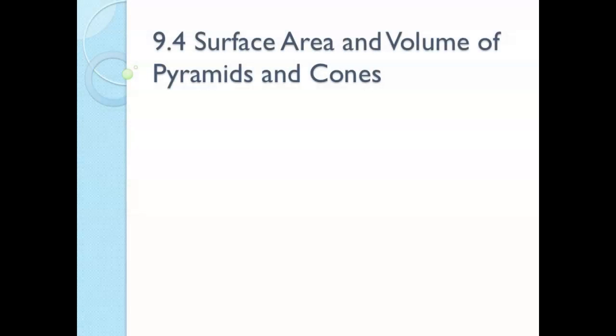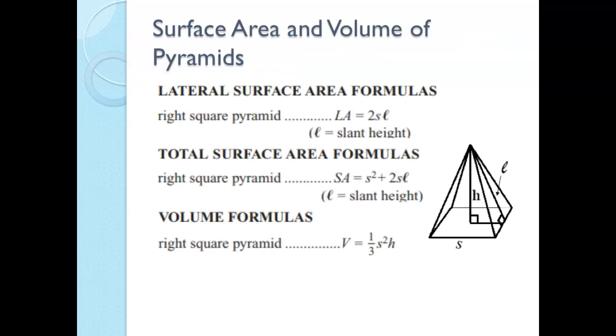Now, last time we talked about finding the surface area and volume of prisms and cylinders. Today we're going to focus on finding surface area and volume of pyramids and cones. Now, the difference between pyramids and cones versus prisms and cylinders is that pyramids and cones only have one base, while cylinders and prisms have two bases. So let's start with pyramids.